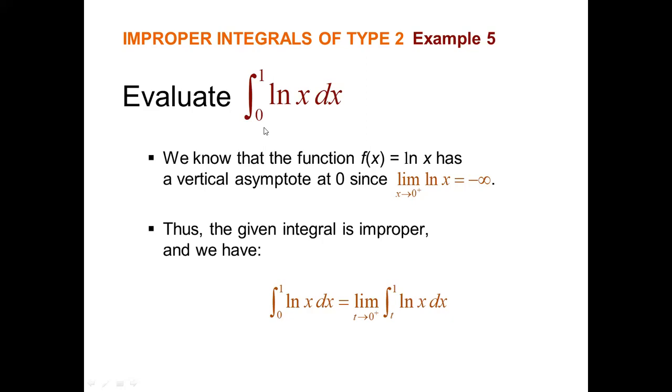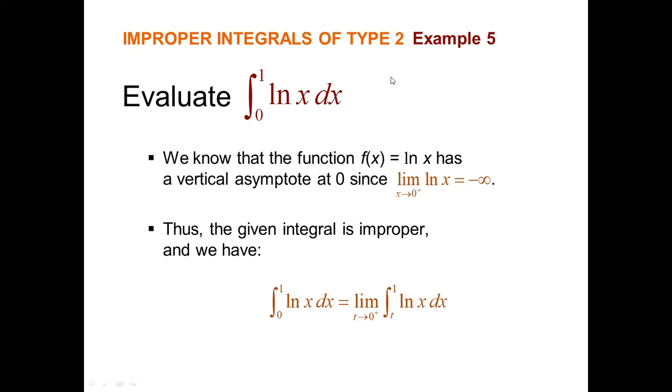As to your limits here, 0 to 1, you will say, this is not an improper integral because my limits are real numbers. But if you plot again the graph of this function from 0 to 1, there will be a discontinuity. So that is why this is an improper integral. We know that the function f of x equals ln of x has a vertical asymptote at 0.